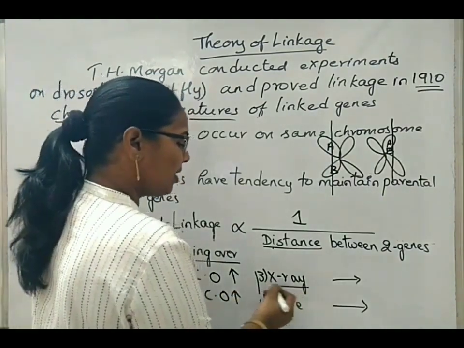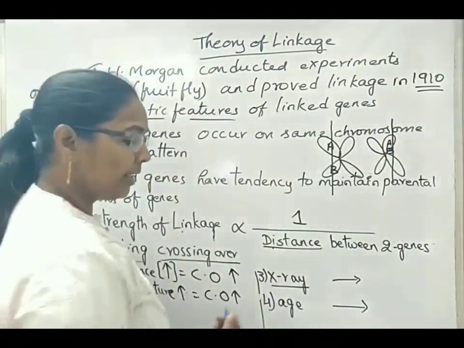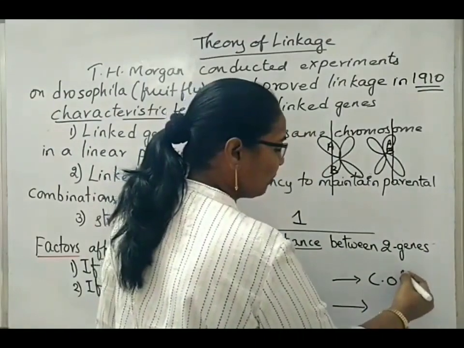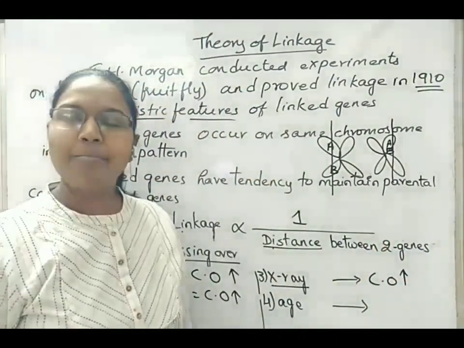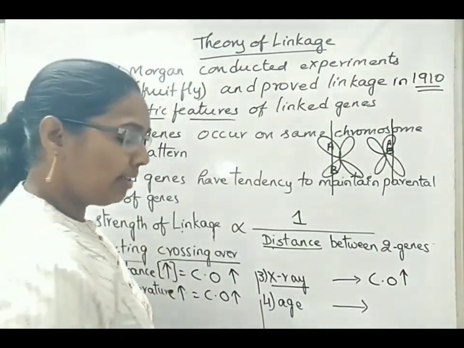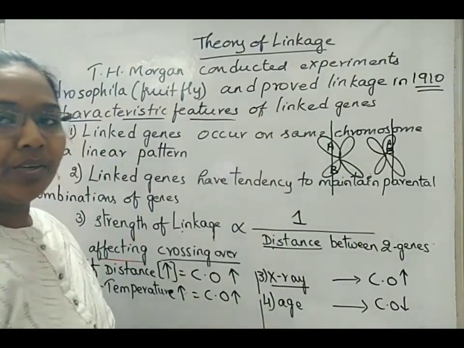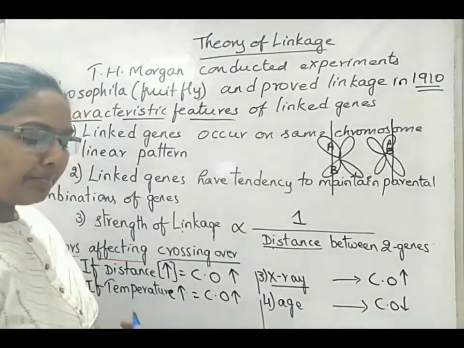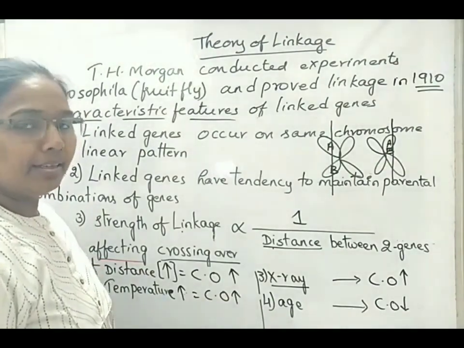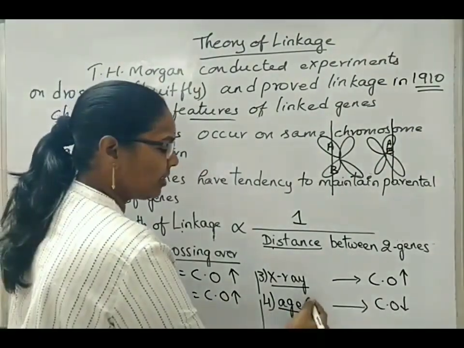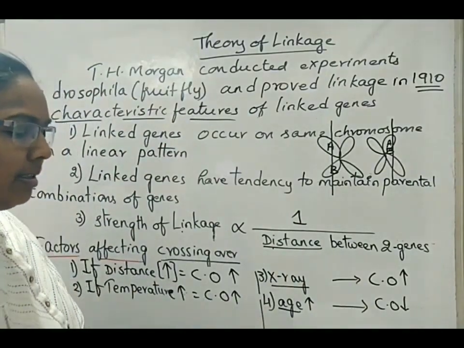Next, as the genes or chromosomes are exposed to X-rays for more time, then also the chance of crossing over is more. In any type of living organism, as the age increases, the chance of crossing over between the genes or chromosomes will be less. It means that as age increases, the capacity for variations will be less.